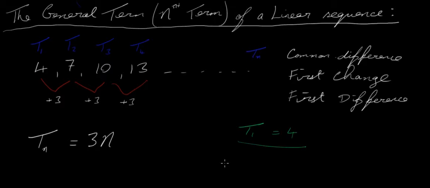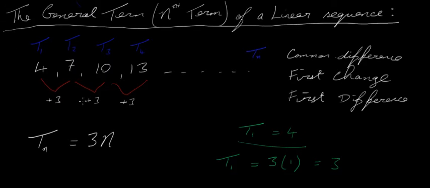Well, let's see. T1, we want to find T1. Tn is 3 times n. We've changed the n here to a 1. So in other words, we're saying that T1 will be 3 times 1. 3 times 1 is 3. So if I use this particular formula here, T1 will be 3. But we know that T1 is not 3, T1 is 4. So what I can see here is that really what I have to do is add 1 to 3, and that will give me 4.